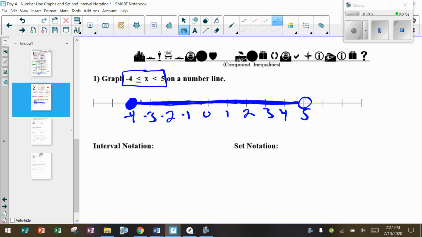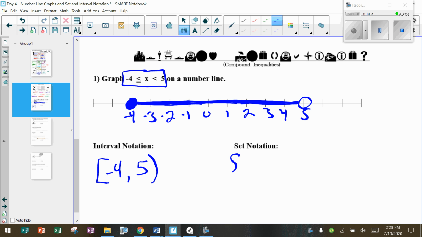In interval notation, we go from -4 to 5. We can include the -4, so a square bracket there. And we do not include the 5, so it's a curved parentheses there. Set notation. Now, let me tell you something about the set notation. It looks confusing, but you're not going to have to write set notation. You're just going to have to be able to recognize set notation.